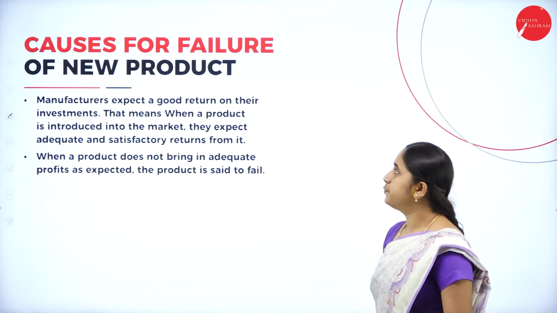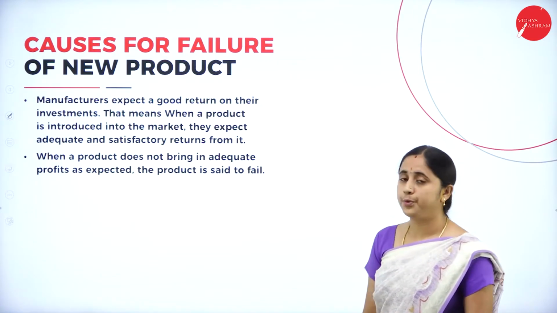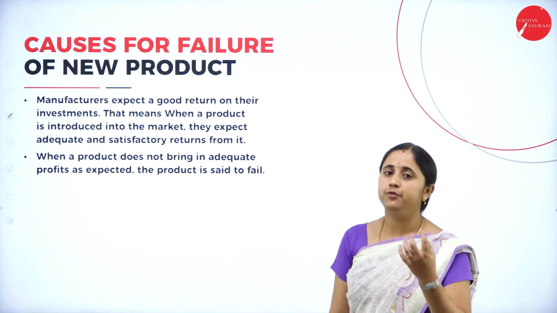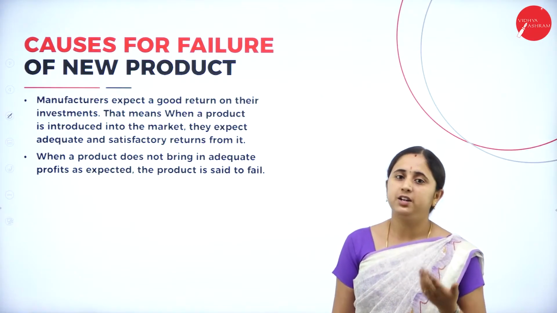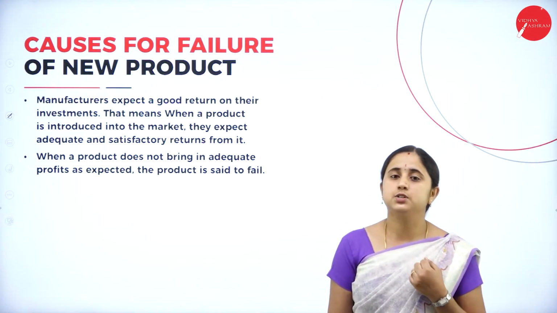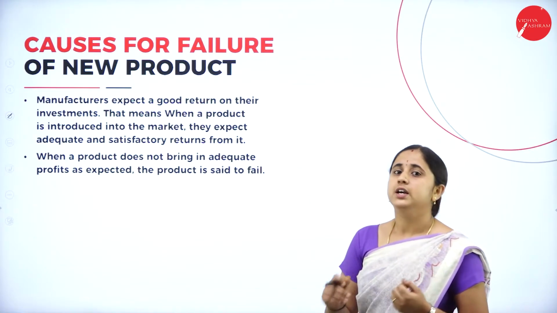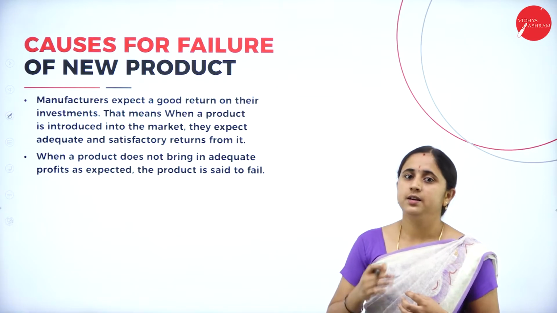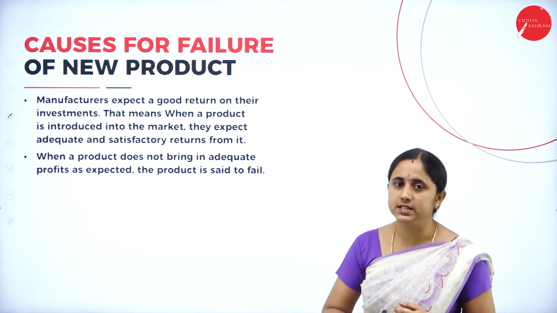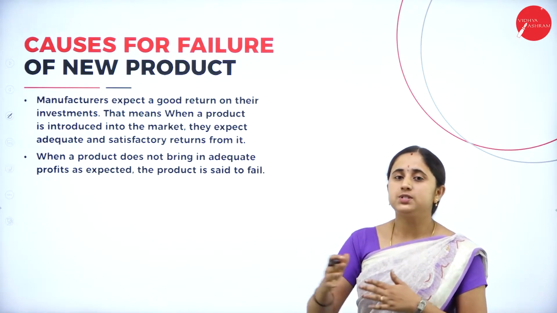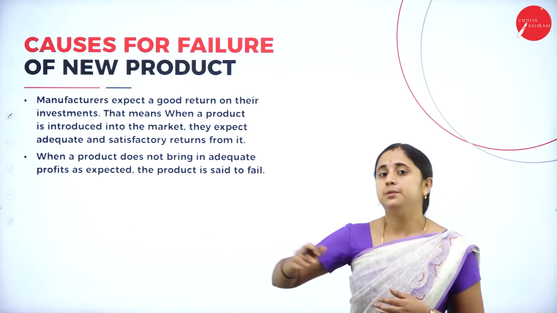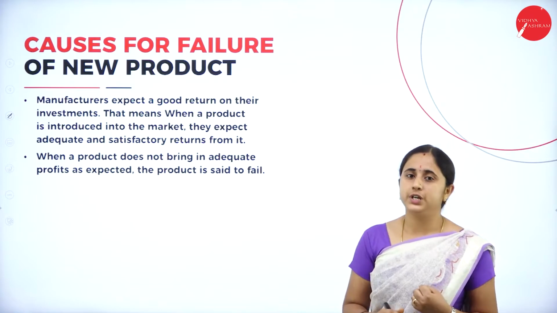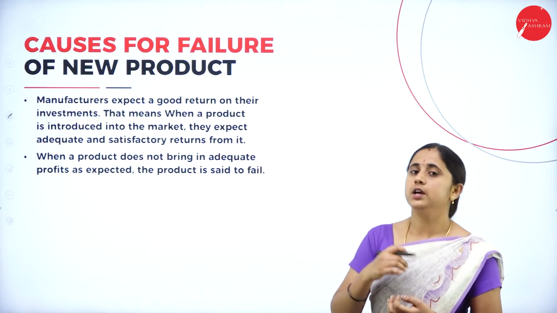Next, causes for failure of a new product. Every manufacturer expects a good return from the product. After manufacturing a product, they expect good returns. If the manufacturer is not satisfied with the returns, then they need to find the reason. If the product fails to satisfy the customer, then the manufacturer also fails to satisfy their objective, that is good returns or goodwill.